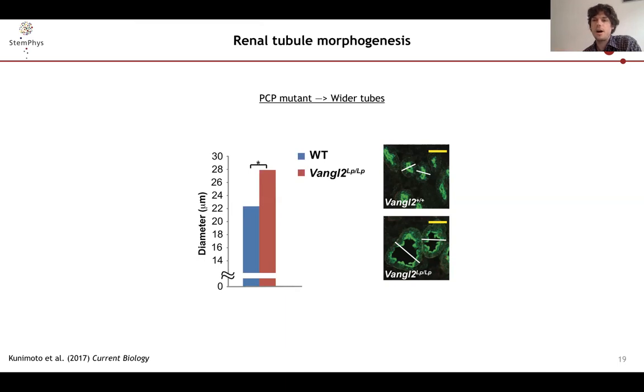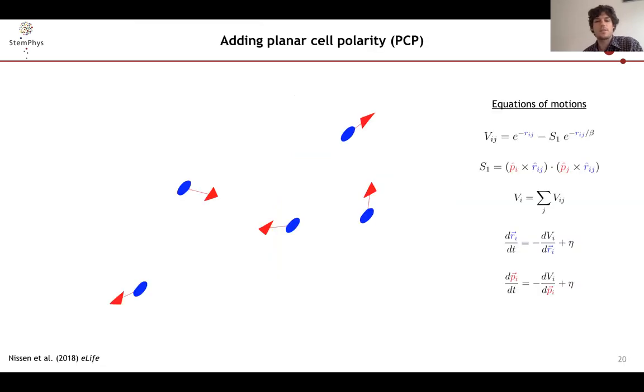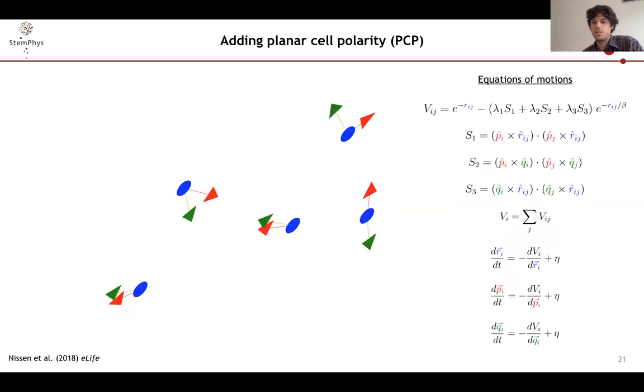Okay, but so far I only really talked about what's known as apical-basal polarity, the inside out. So let me just recap the model for you. That's what you see here: the point particles with the spins, and then the equations of motion. However, now, in order to capture this phenomenon, I will have to add planar cell polarity. That would just be like adding a second spin to all of the point particles, now shown in green.